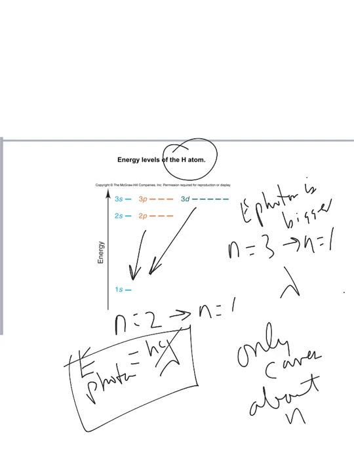Notice that for the H atom, all of the orbitals, the 3s, the 3p, and the 3d, have exactly the same energy. We're going to see in a minute that that's not true for a bigger atom.